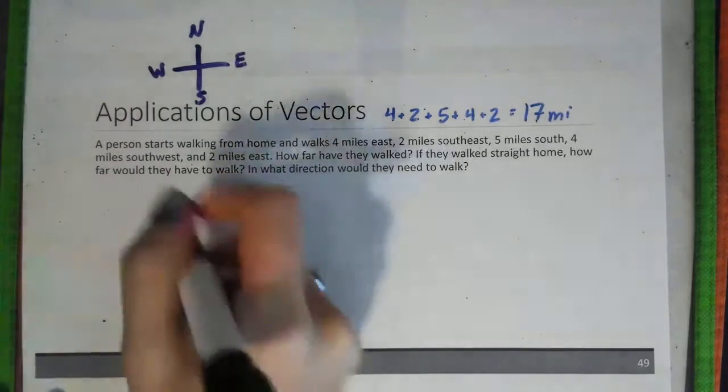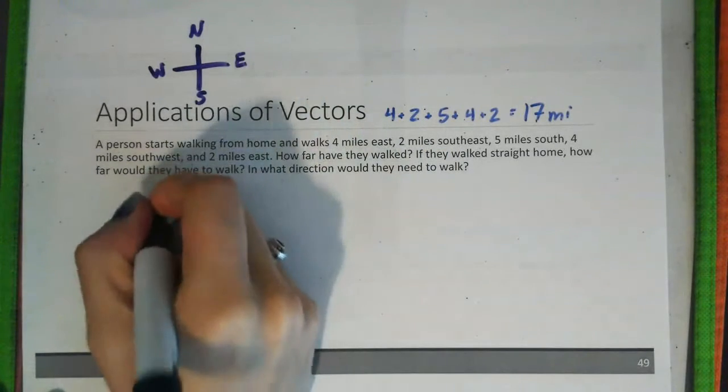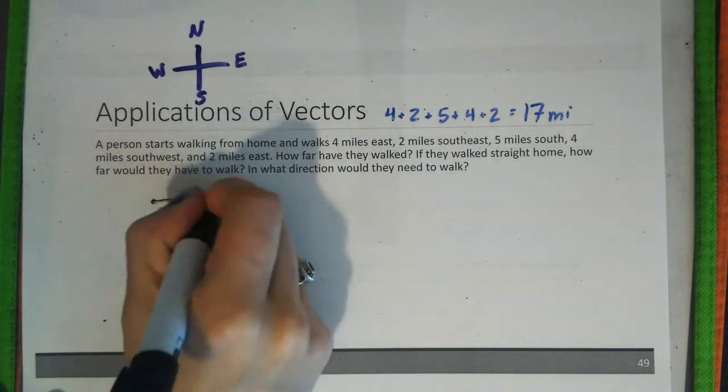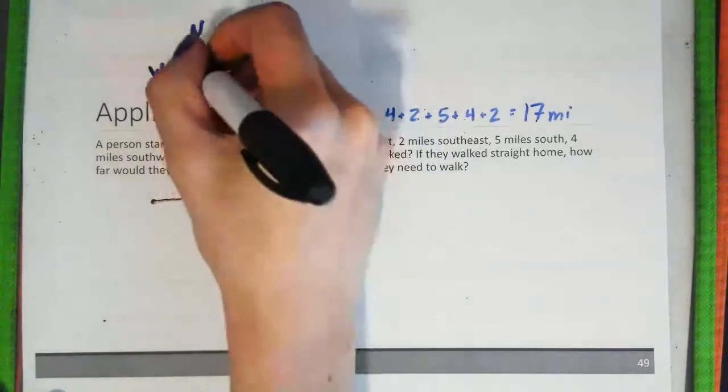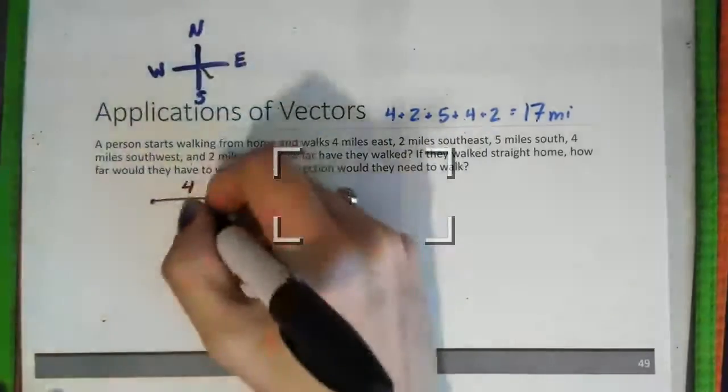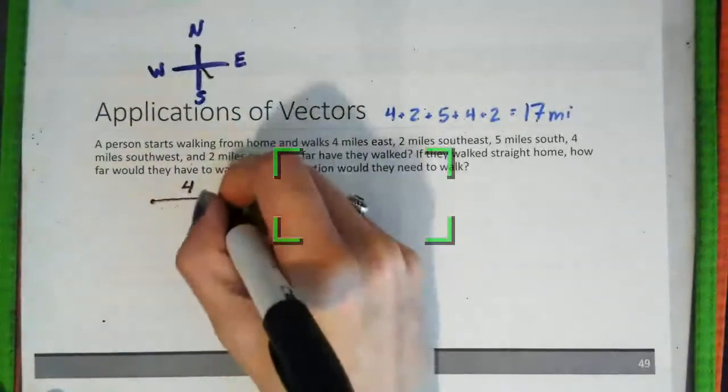So first they go 4 miles east. So if we start here, we can go 4 miles this way. And then 2 miles southeast. So southeast is going to be between south and east. We're only going to go 2 miles that way.